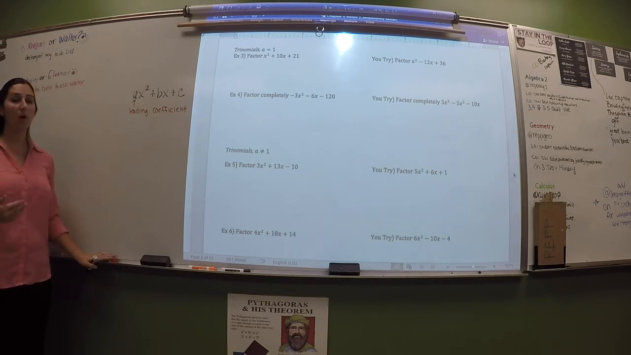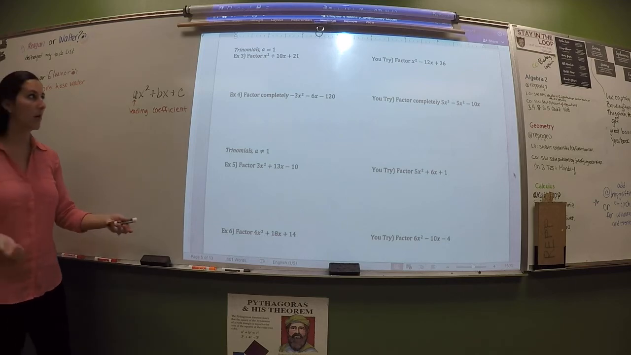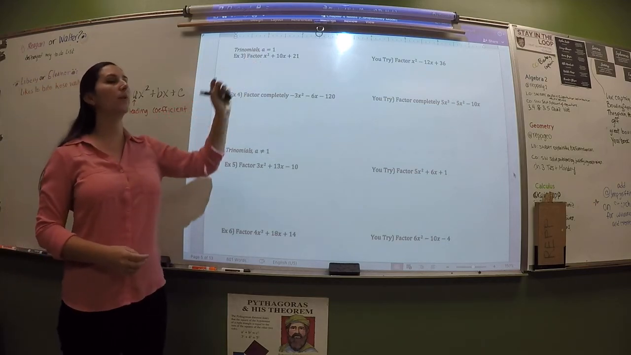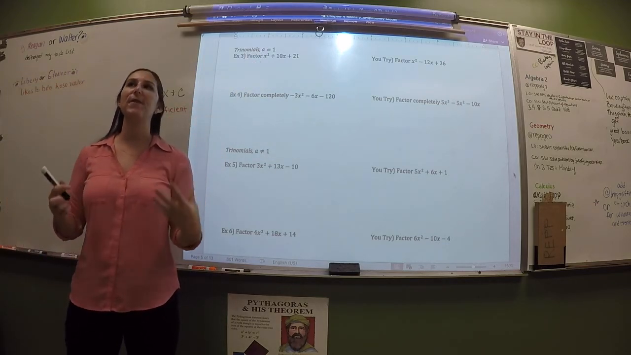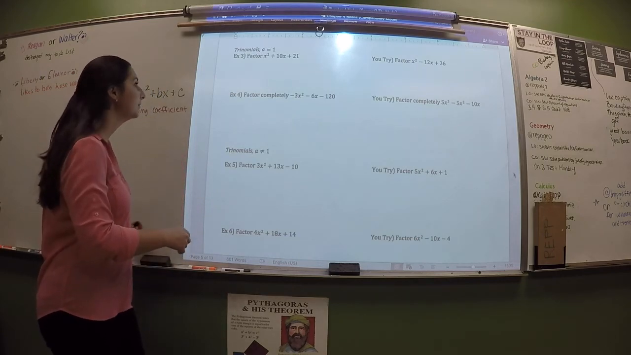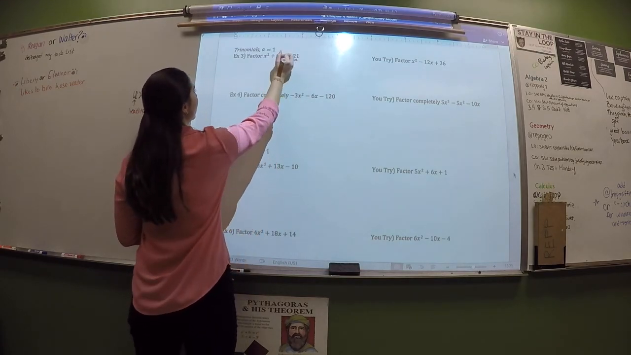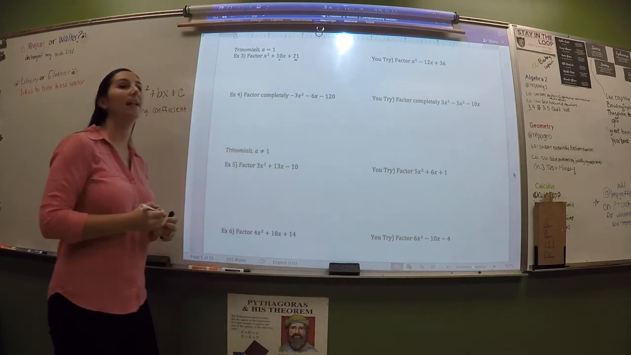So when the leading coefficient is 1, that makes it easier to factor. When it's not 1, it makes it harder to factor. When the leading coefficient is 1, we can do this faster. We don't have to go through as many steps, okay? All you're looking for is two numbers that multiply to 21 and add to 10.